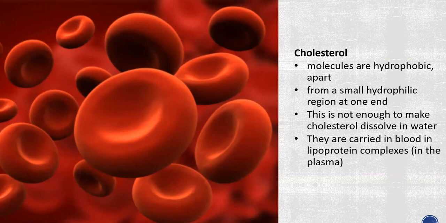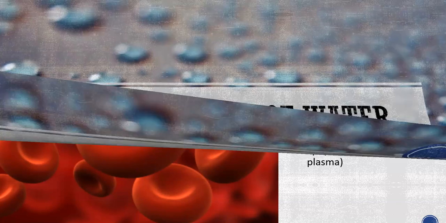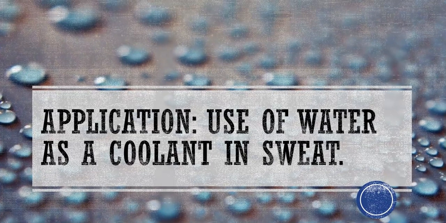Cholesterol molecules are hydrophobic, apart from a small hydrophilic region at one end. This is not enough to make cholesterol dissolve in water. So therefore, they're carried in the blood in a lipoprotein complex in the blood plasma. Okay, so we saw all these different molecules and substances, some being dissolved in the blood plasma, some being carried around in lipoproteins, and oxygen being carried by the hemoglobin.